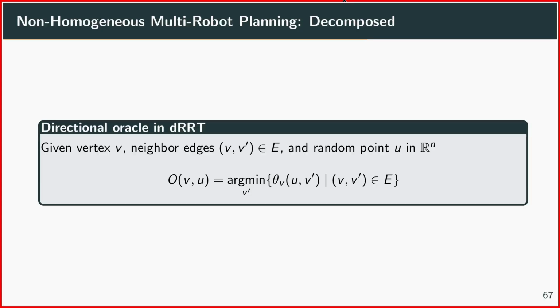And this works pretty well for most cases, and it's much faster than M star. And so I would say this is really the preferable version for decomposed planning.